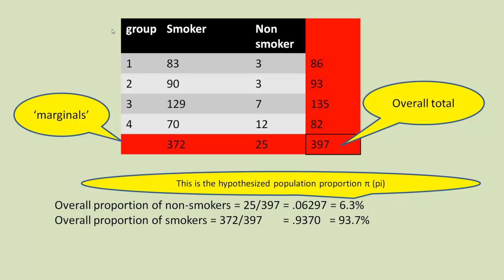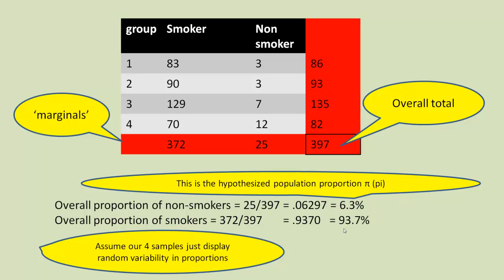When we use these marginals, we can work out the overall proportion, the average proportion, if we just took the total value, which is 397, and then used either our smoker value or non-smoker value. So overall in our samples, all four taken together, we have a proportion of 6.3% non-smokers, and the overall proportion of smokers is 93.7%.